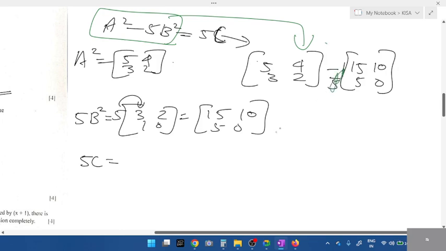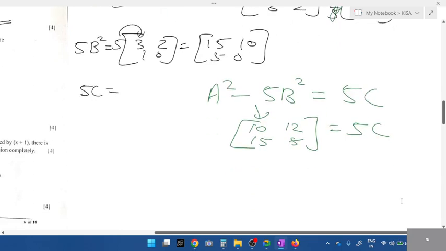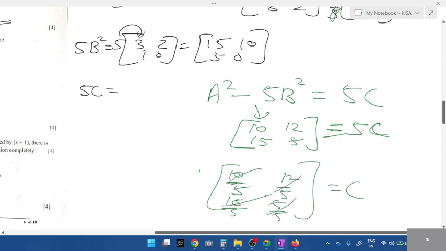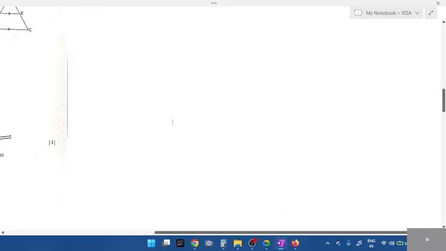Once after calculating, remember you get questions like this. For this the answer, imagine it is 10, 12, 15, 5 equals 5C. Now we'll have to divide. If you want to find C, last part is division. So 10 divided by 5, students, 12 divided by 5, 15 by 5 and 5 by 5. We'll get the value of C. Reduce everything, we'll get the value of C. Is this clear? You'll try it later. Okay, try this matrix question later. Next one.